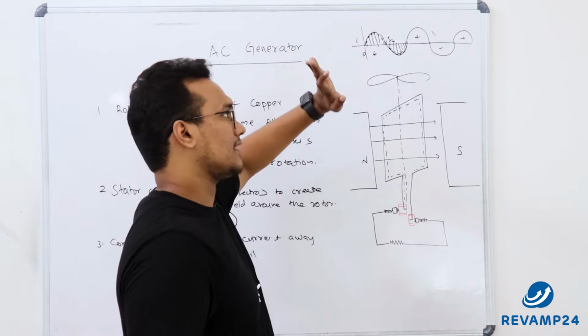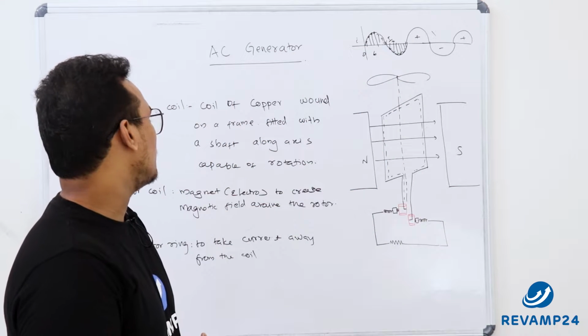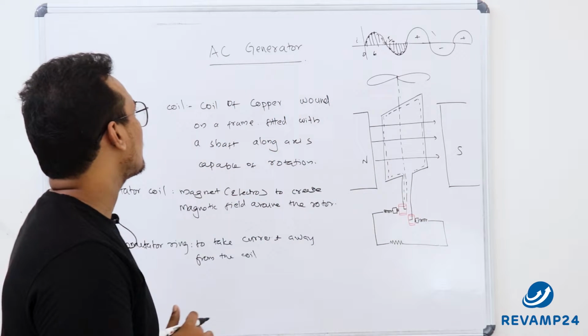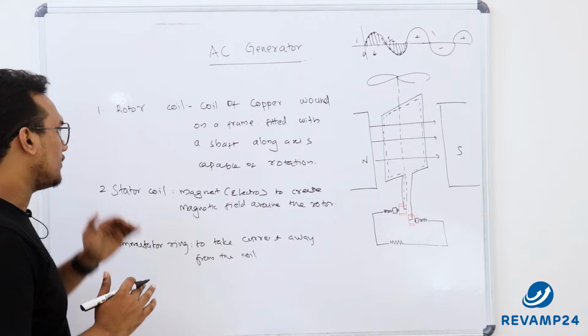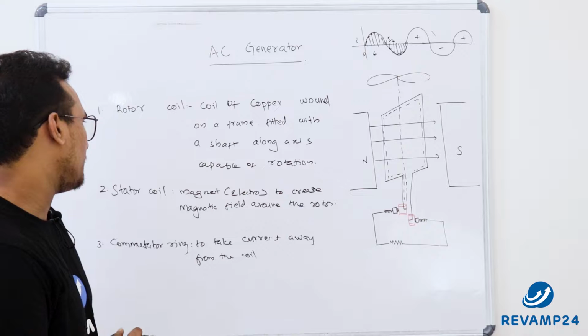This is AC current. Now how to produce current in this way, that we will learn in this lecture. This will be done with the help of an AC generator. Now I will introduce you to the different parts of which the AC generator is made up.